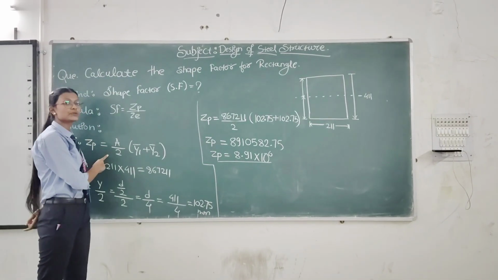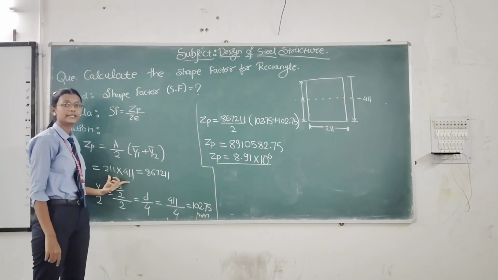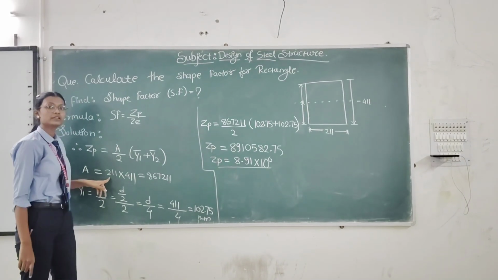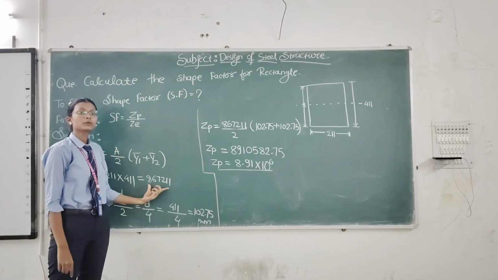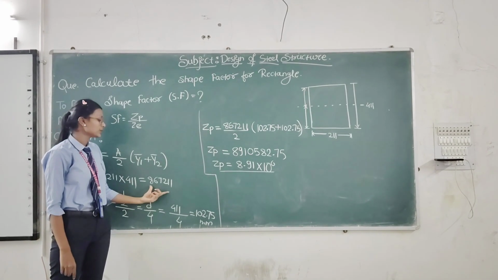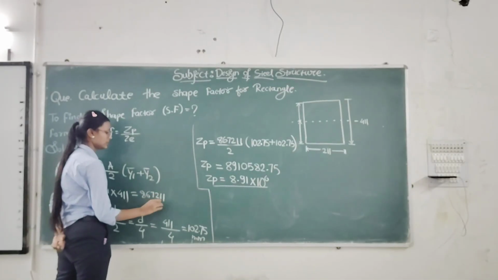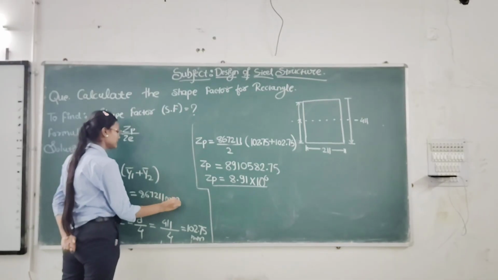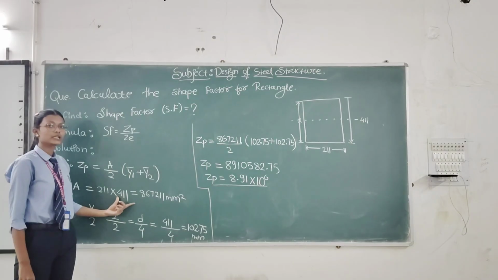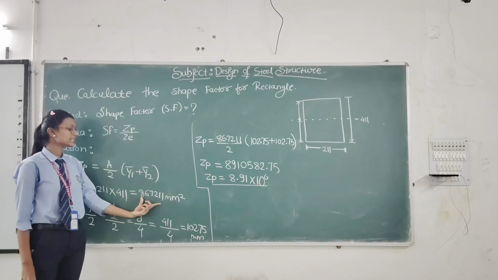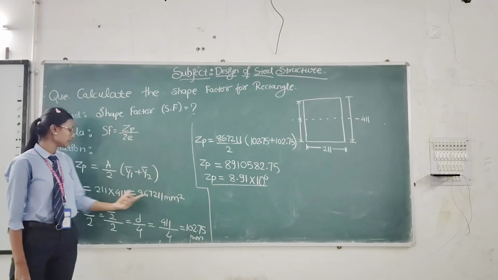So ZP is equal to A by 2 into (Y1 bar plus Y2 bar). Area is equal to B into D. So breadth is 211 and depth is 411. After multiplying both, we get the answer. 211 multiplied by 411 gives 86721 mm square. We have to give the unit for area.